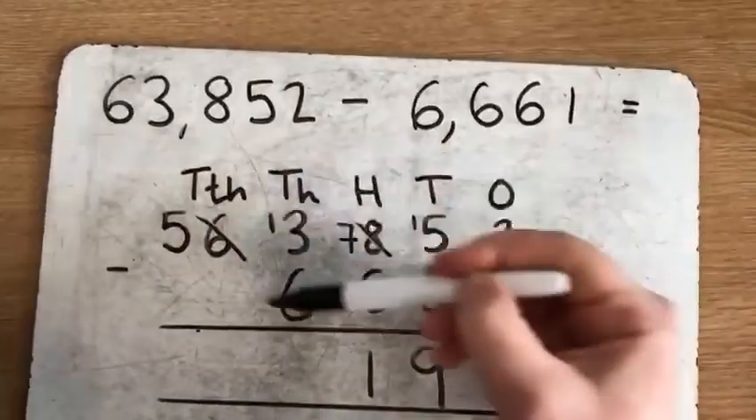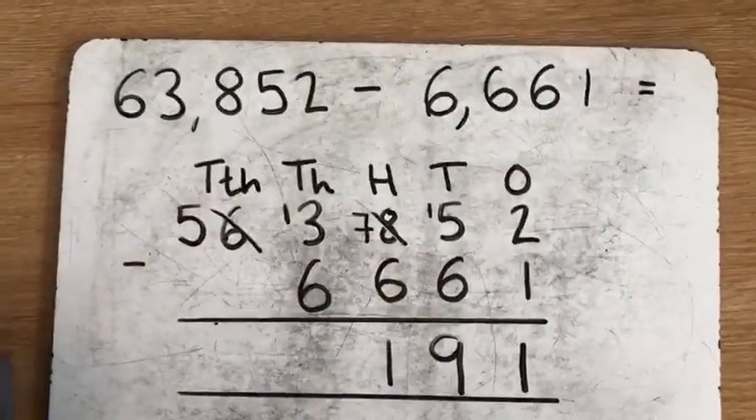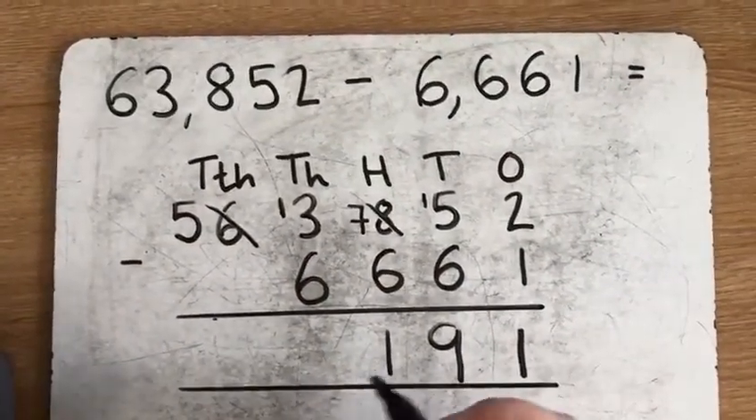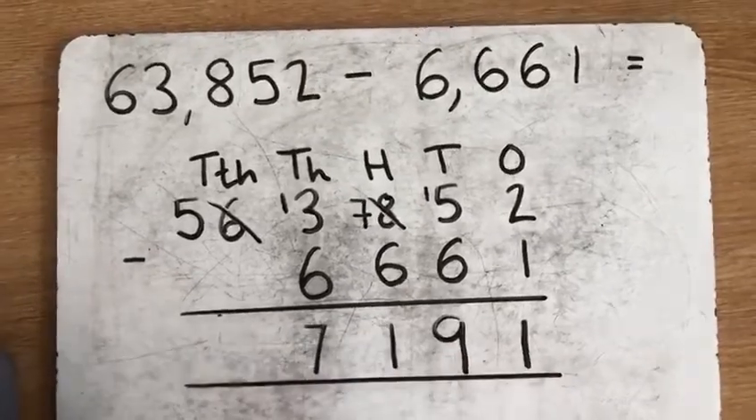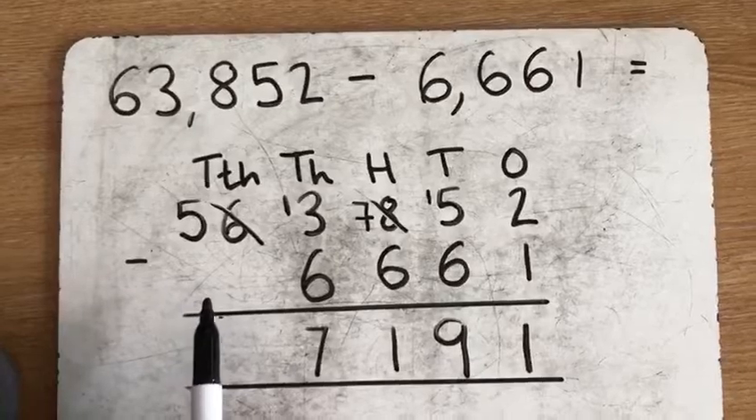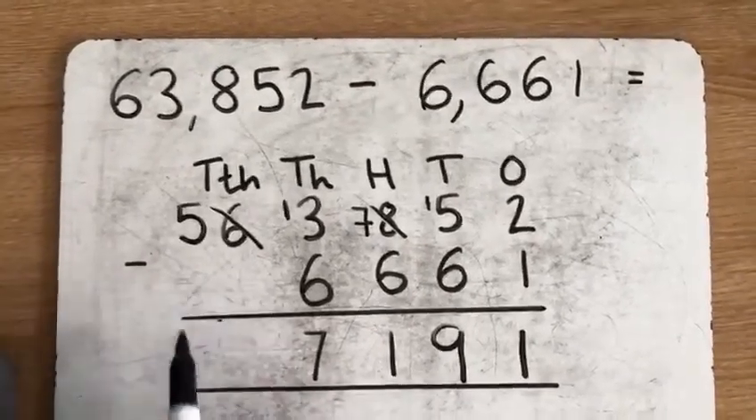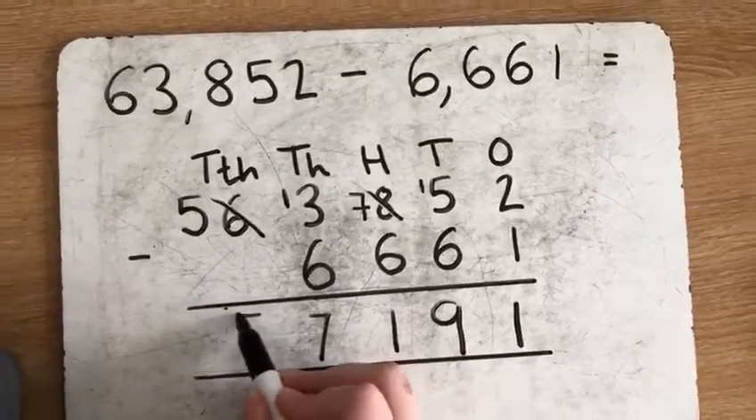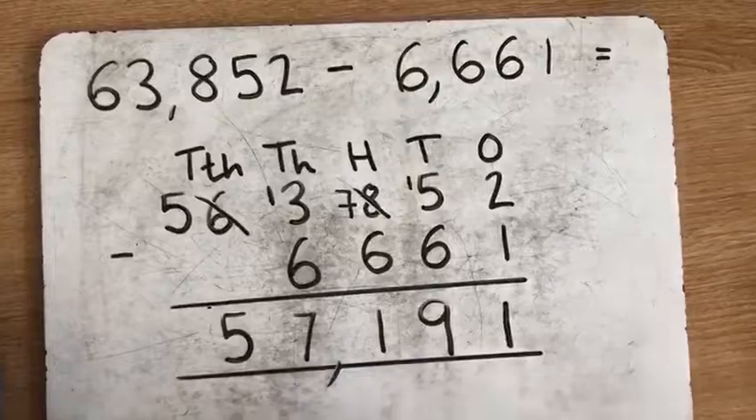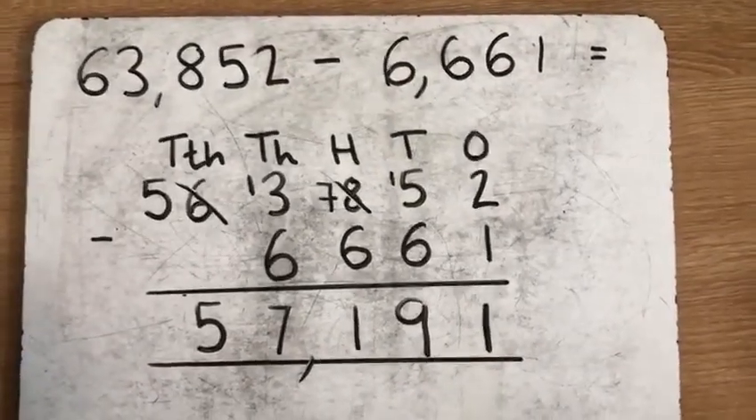But because we're using the column method, I can do that simply as 13 take away 6. So 13 take away 6 is 7. And then if we move on to the next column to continue the subtraction, we can see we're doing 5. There's nothing underneath. I'm subtracting nothing from my 50,000. So we just copy the 5 under here. And now I've found the difference, 57,191.